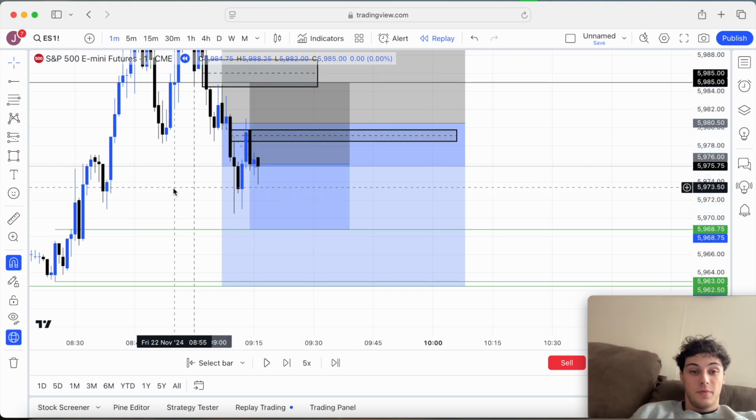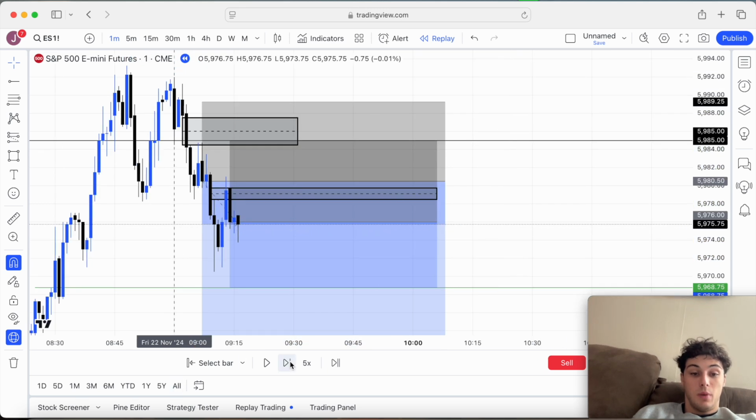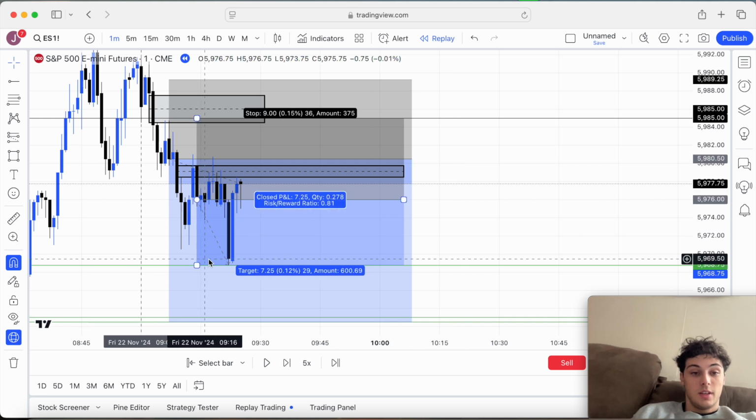Right here would have been a worse risk to reward. But see what happens. Dumps, hit TP1.